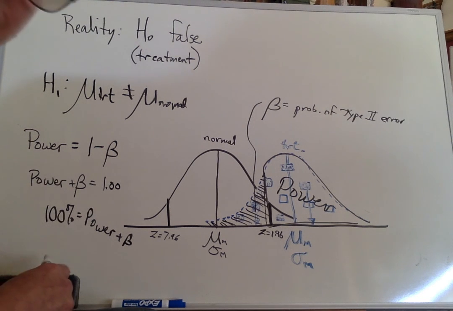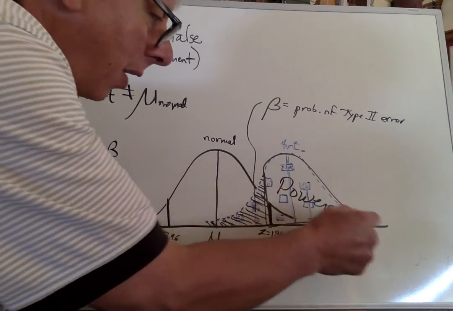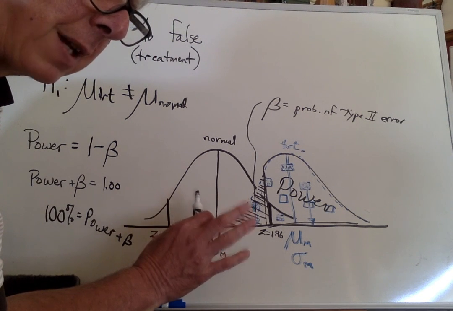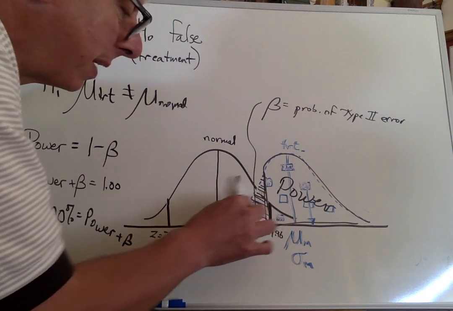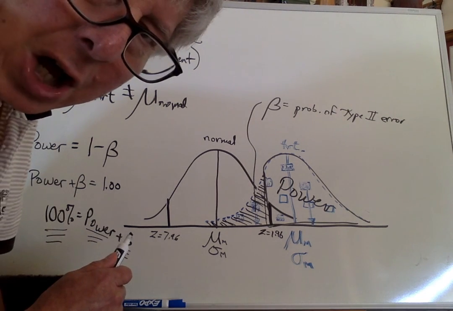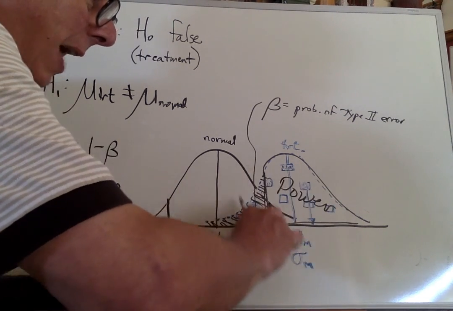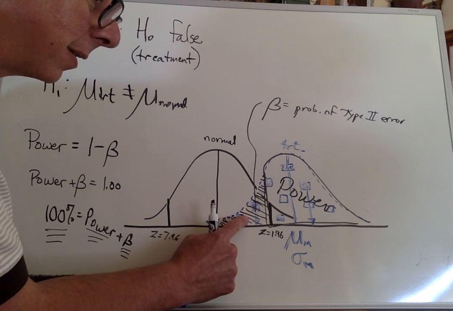Wow, that sounds pretty impressive. Listen, folks, here's 100% of the curve. Here's 100% of the treatment curve. That's 100%. And it's equal to the sample means where we're going to make a correct decision and the sample means where we're going to make an incorrect decision. In a way, this is saying 100% of your decisions are equal to the times that you're correct plus the times that you're incorrect. Duh. Right? So whatever mean that the researcher pulls out of here, they're either going to reject the null correctly or they're going to reject the null and be incorrect. Okay?